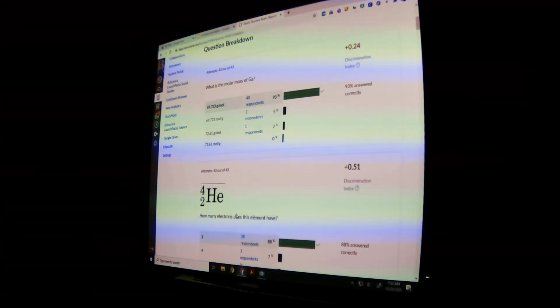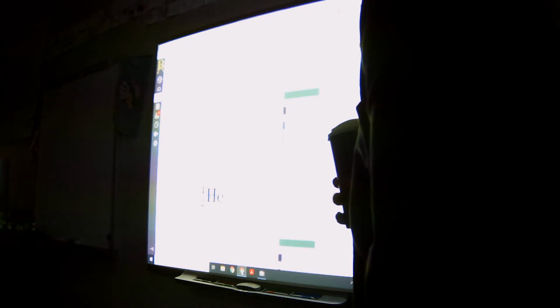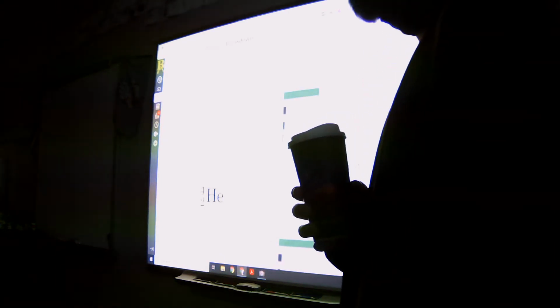Alright, all good? Cool. So today we're just going to go through and basically answer all the questions from the exam. Okay? So, what is the molar mass of Ga? Ga, gallium. Gallium's a fun one. So how do you go about finding the molar mass of gallium?